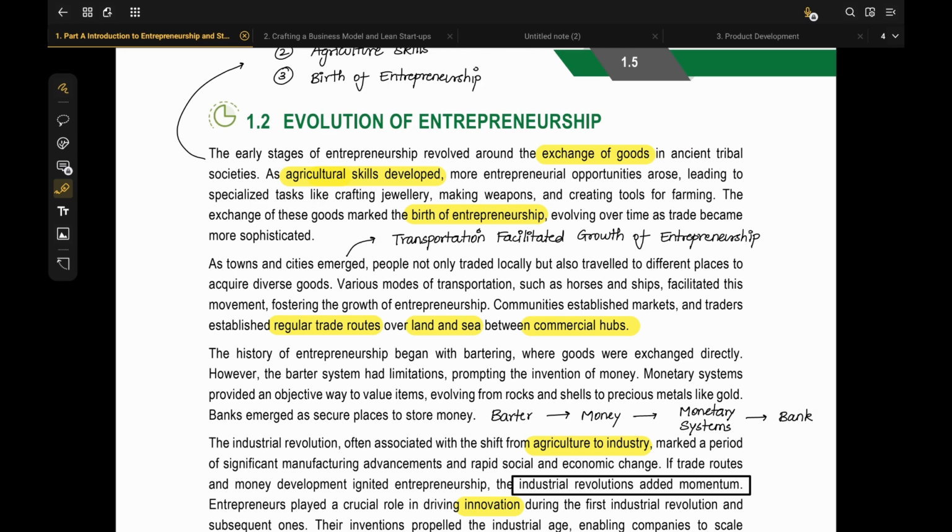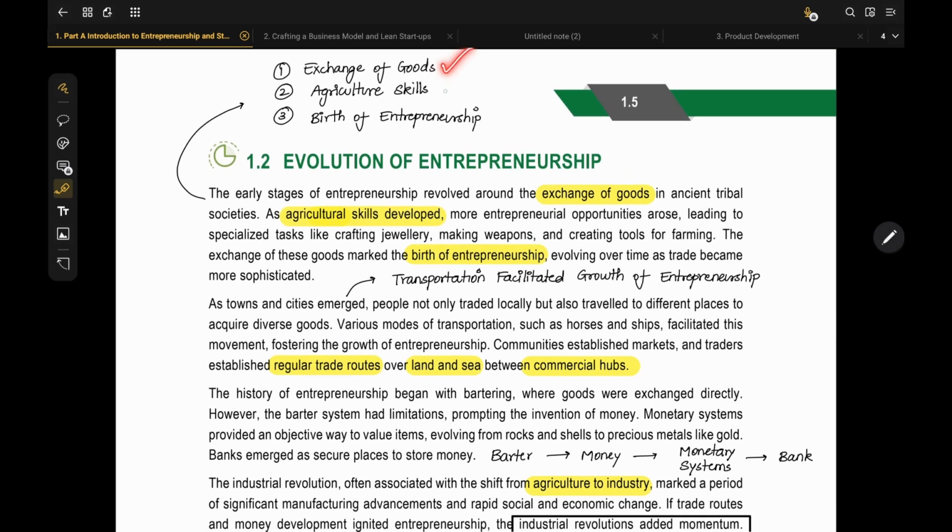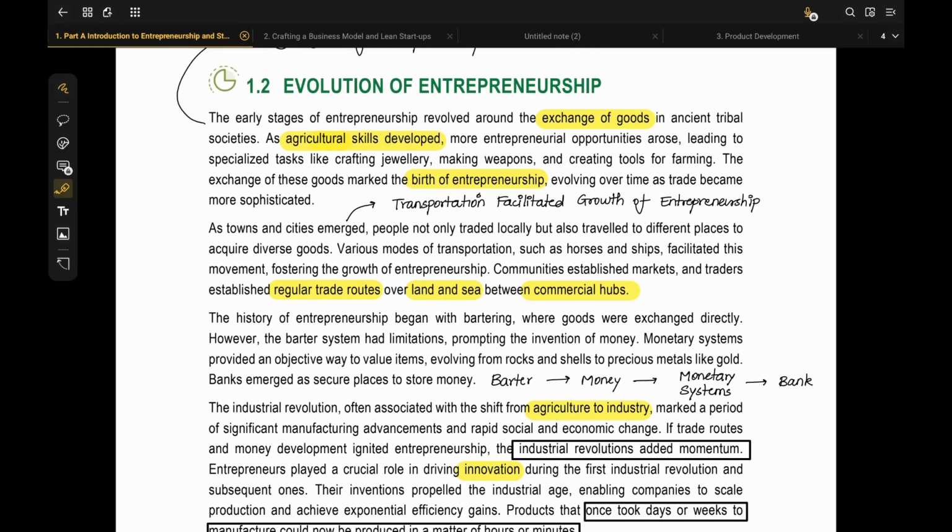Buy and sell. This is some kind of buy and sell. From this only, the birth of entrepreneurship has started. First thing is exchange. Second, as agriculture developed, entrepreneurship got born. And then we have transportation. As agriculture skills and technology developed, transportation became easier. Going from one place to another became easier.